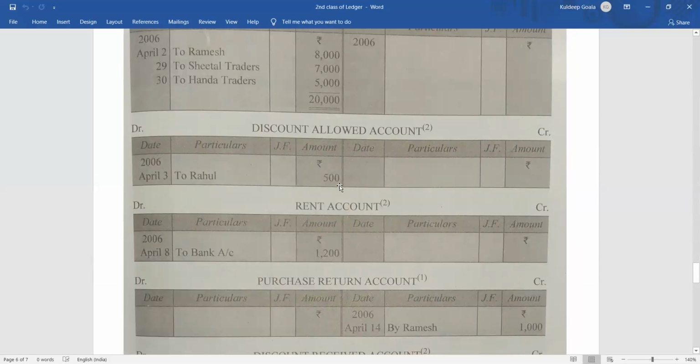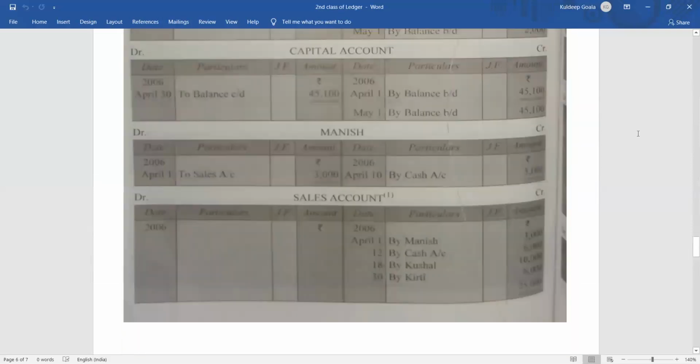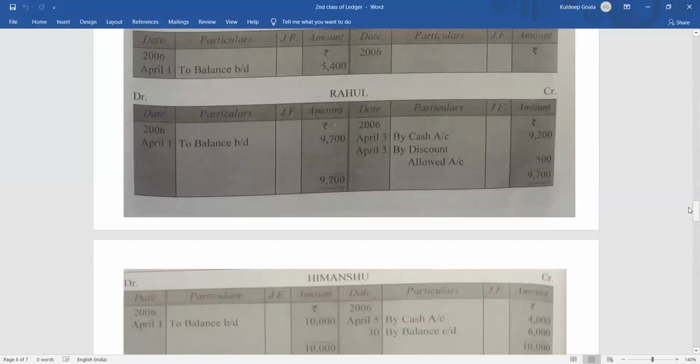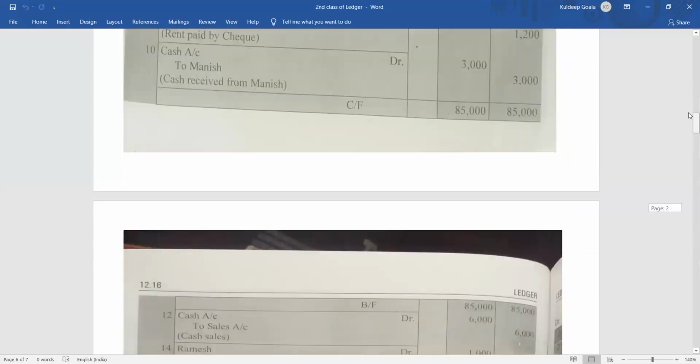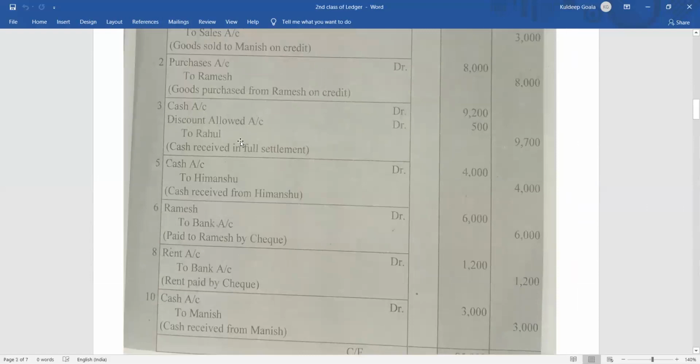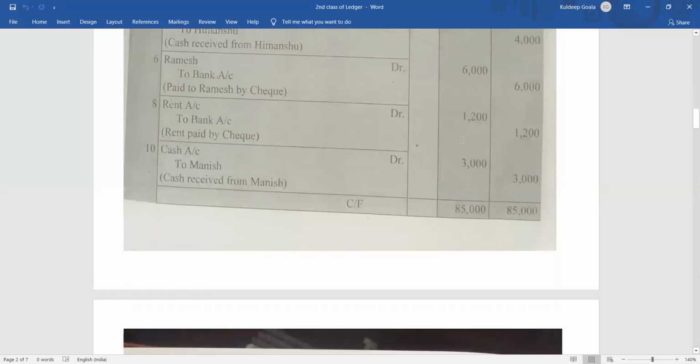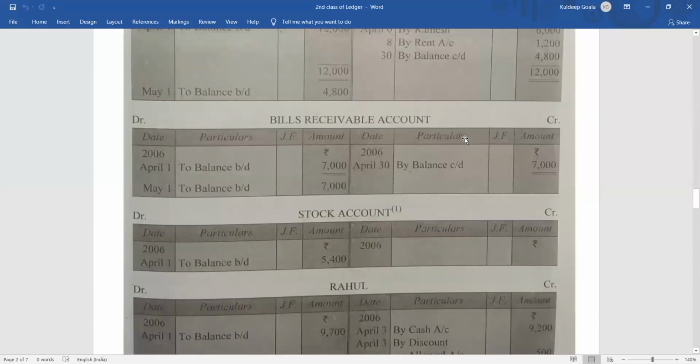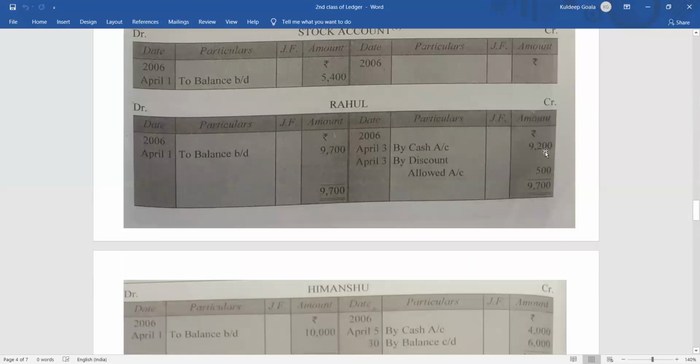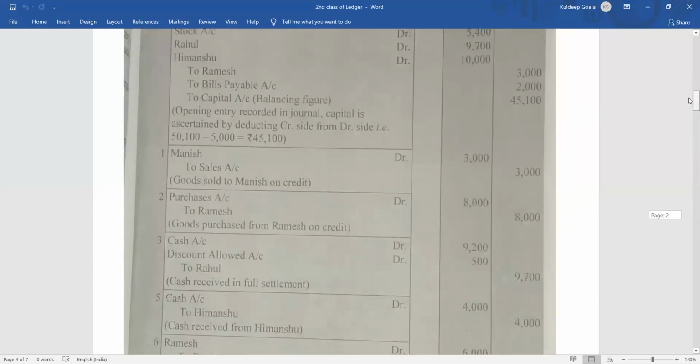Got it? And in the case of Rahul's account, what will happen? Rahul is credited, isn't it? You can see in the journal entry, Rahul is credited. How will it be credited? Go to the credit side of Rahul and write on the opposite side: by cash 9,200, by discount allowed 500. You can see in Rahul's account. Is it clear? Okay. Then coming to the next one.